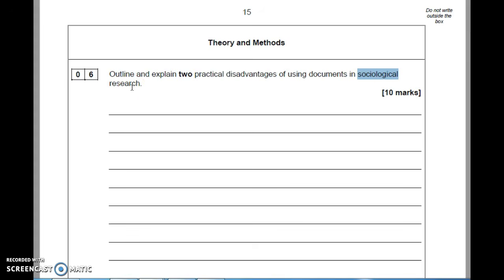So, two practical disadvantages. You could have time consuming to gain access to the documents. For example, a diary. Give me an example. It could have been in a private collection, and this means that you might not get access to it, and the ones that you do get access to might not be typical of the ones that you don't get access to, which then, and this is the analysis point, means that you are lacking representativeness, which is part of Scott's criteria.